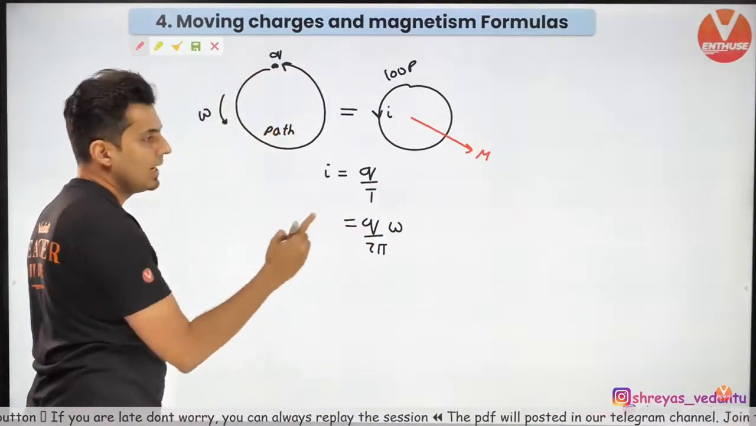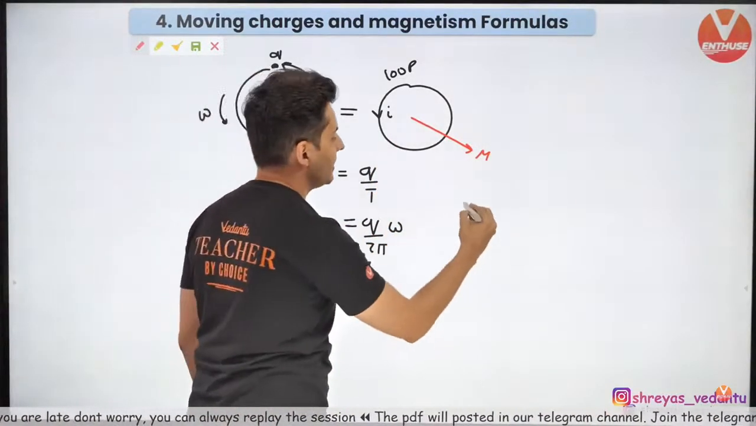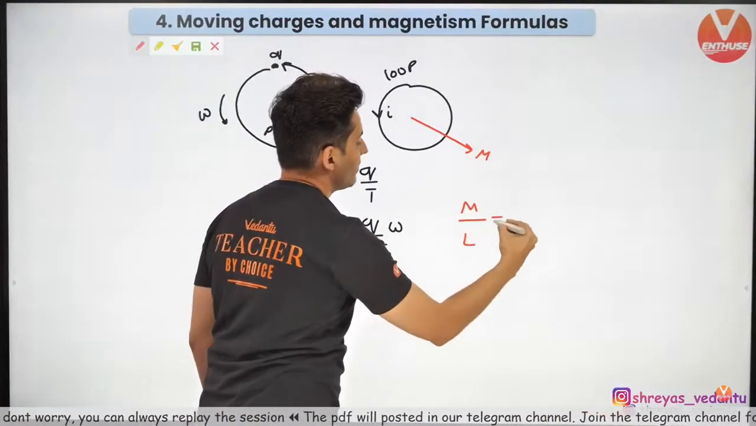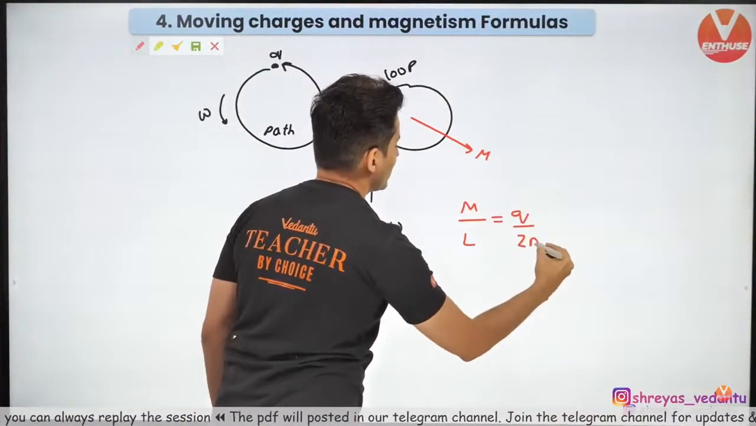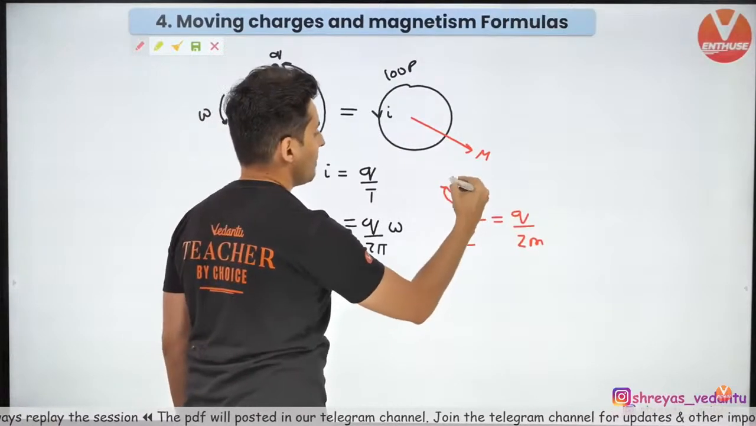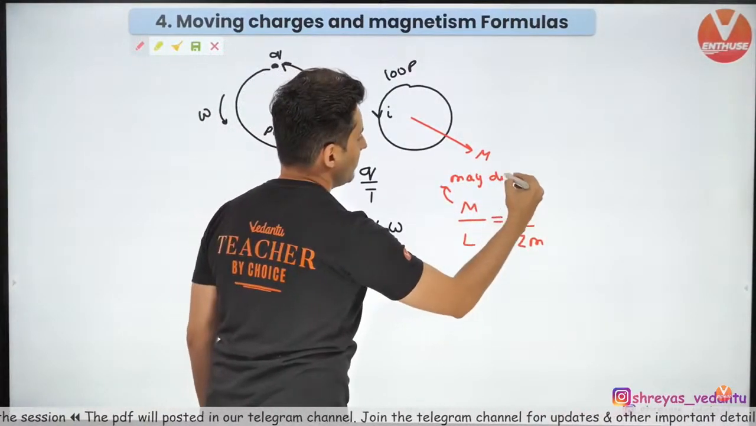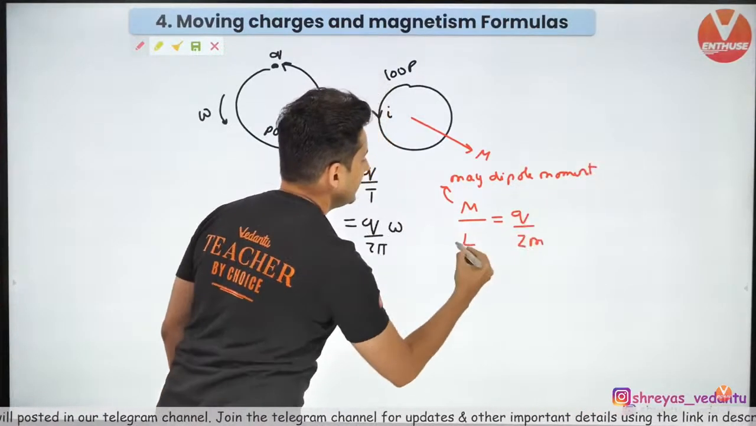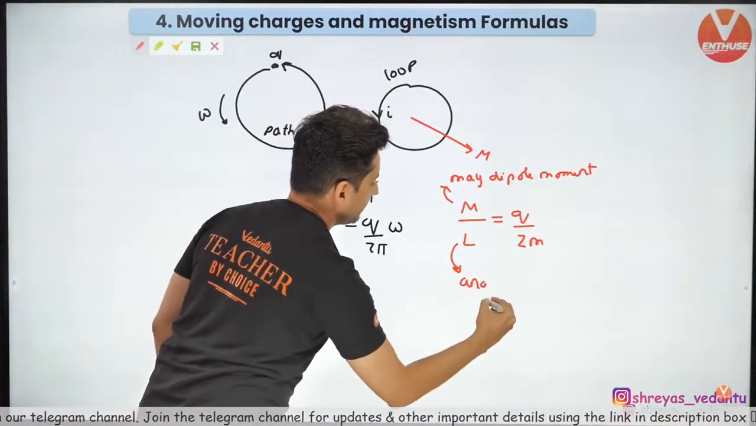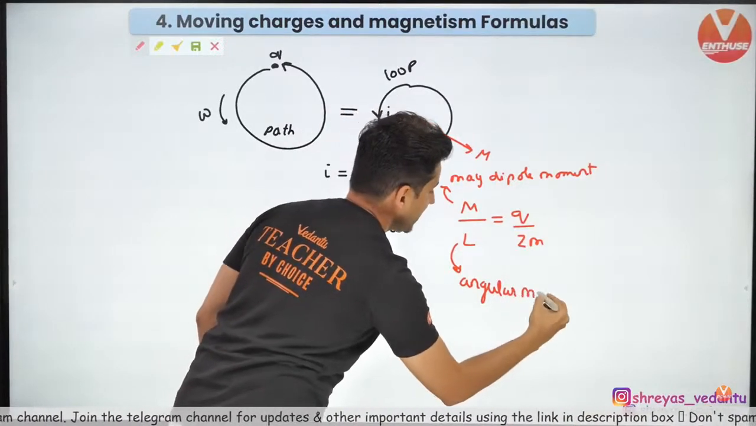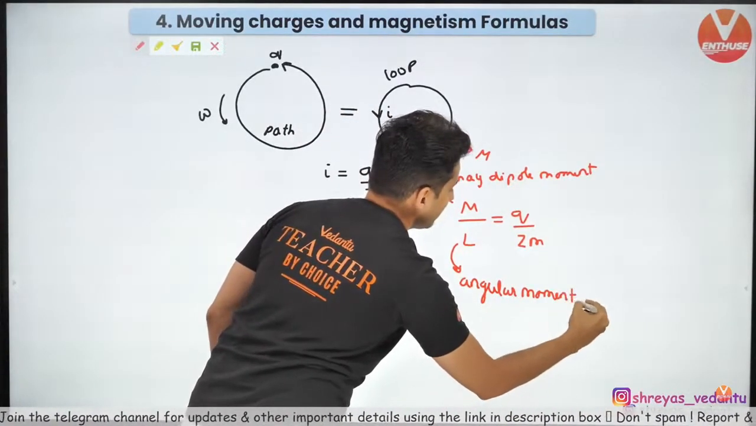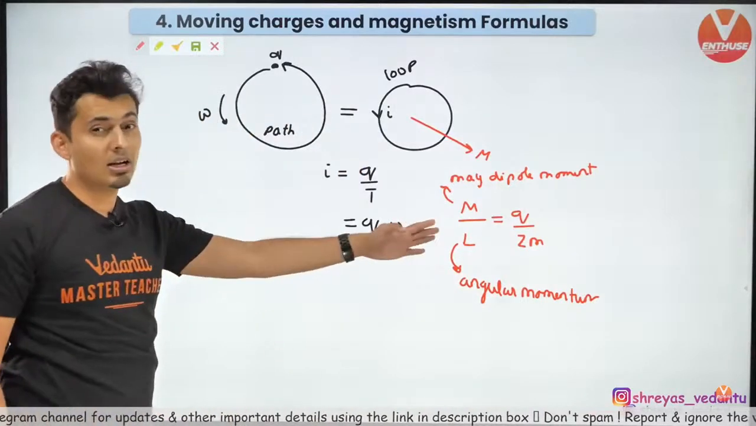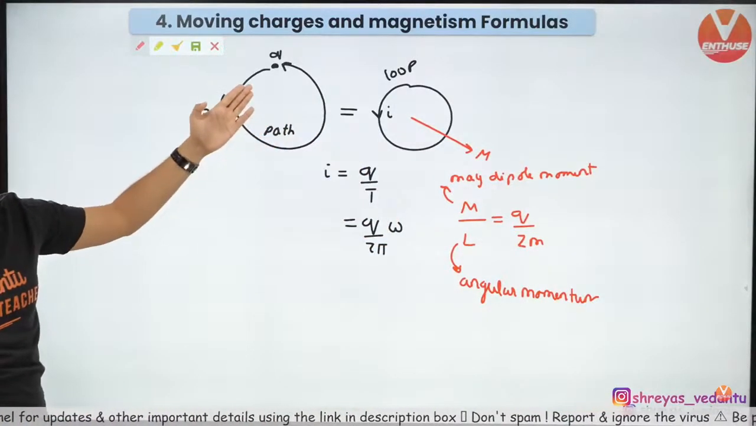And because it is equivalent to a loop carrying current, it will also have some magnetic moment. And there is a very easy formula to remember this. Magnetic moment by angular momentum is charge by 2 times mass. This is the magnetic dipole moment, and this is the angular momentum. Keep these formulas in mind. It will help you if there is a charged particle which is rotating.